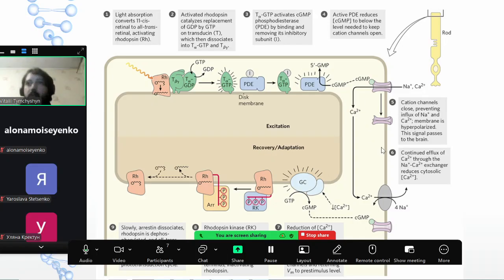So that's what we have. That's the part of activating the cascade. Interesting point to notice: everything here is performed on a disk, but nothing is pumped into the disk or out of the disk. They are just attached to the membrane. They don't need that space inside.